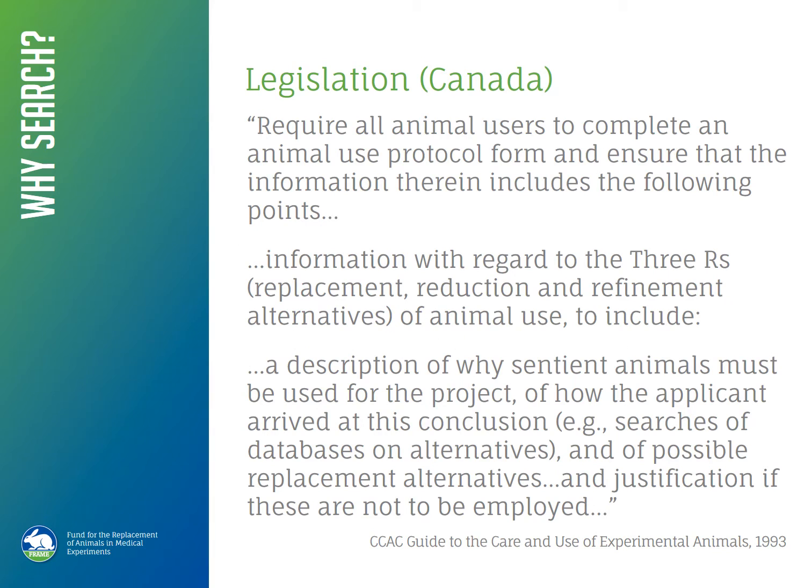In Canada, the Guide to the Care and Use of Experimental Animals requires that all animal users complete an animal use protocol form and ensure that the information therein includes the following points: information with regard to the 3 R's, replacement, reduction and refinement alternatives of animal use, to include a description of why sentient animals must be used for the project, of how the applicant arrived at this conclusion, for example, searches of databases on alternatives that were conducted, and of possible replacement alternatives, and justification if these are not to be employed.